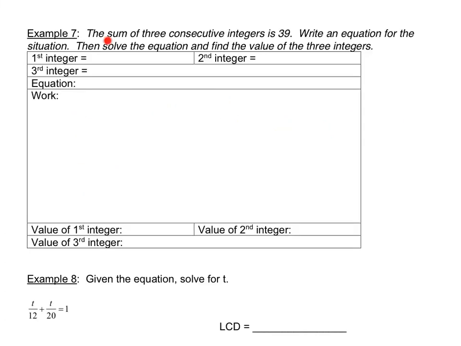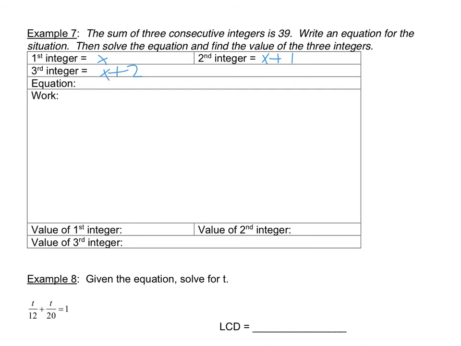All right, so it says the sum of 3 consecutive integers is 39. Write an equation for the situation. Then solve the equation to find the value of the 3 integers. So here's the thing. You're going to see a problem like this on one of the tests or quizzes, I promise. Okay? So the first integer is x. Second integer is x plus 1. Third integer is x plus 2. Because it said consecutive, that means like 2, 3, 4 or 7, 8, 9.